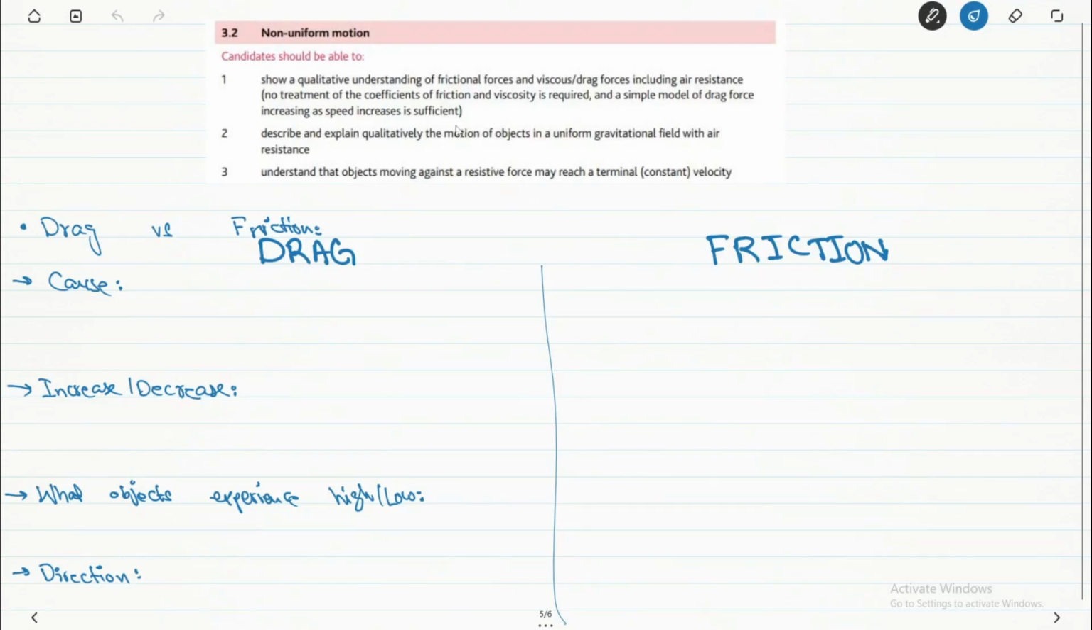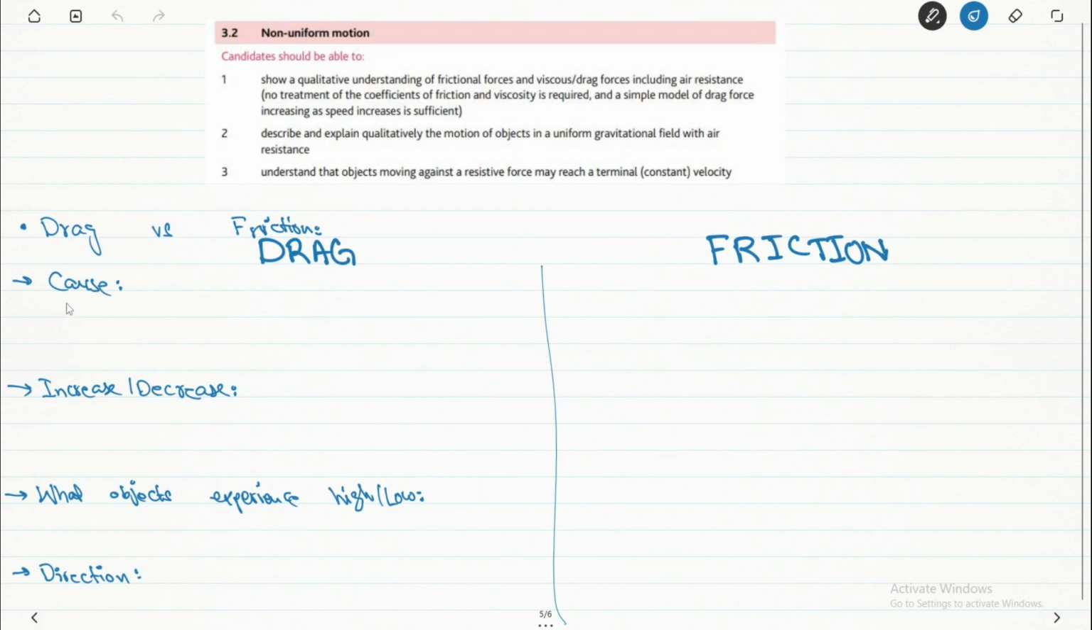And welcome back to Dynamics, second module, which is non-uniform motion. Now, the first thing that we'll go over in this module is frictional and drag forces, basically resistive forces, right? And what's the difference between drag and friction is a great gateway to understanding them, right?